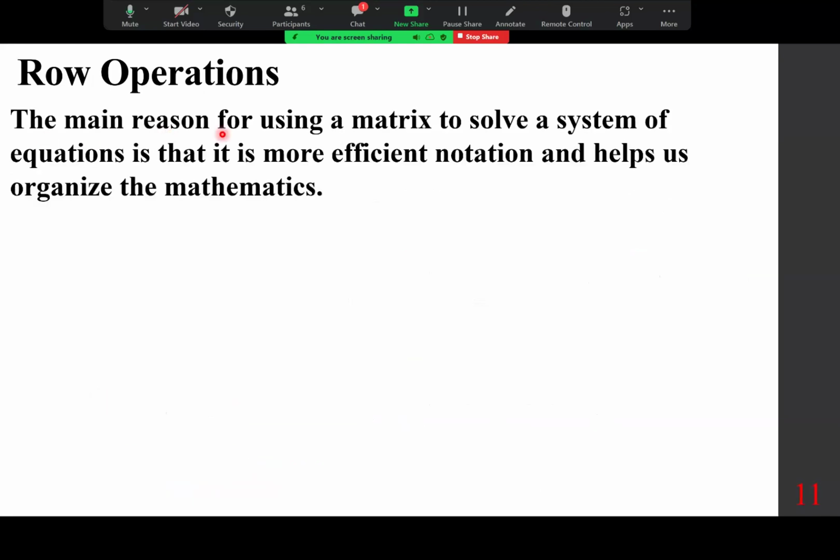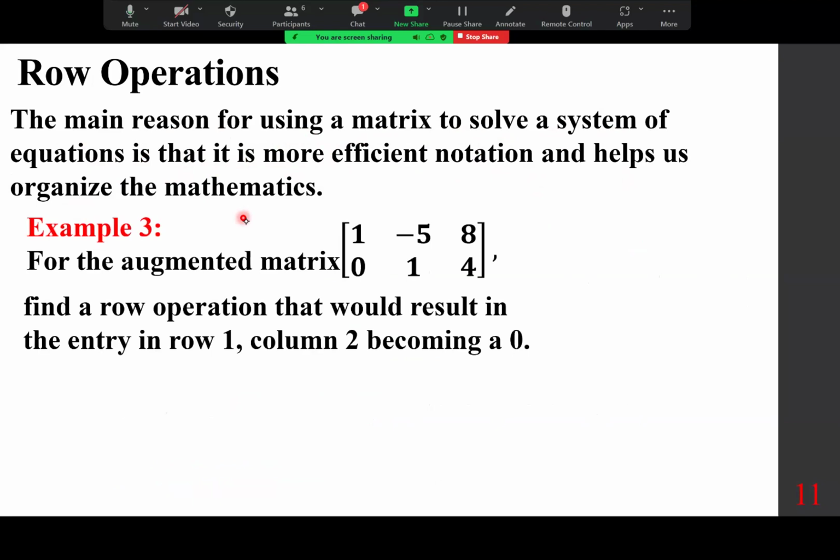The main reason for using a matrix to solve a system of equations is that it is a more efficient notation and helps us organize the mathematics. Here's an example for this augmented matrix: 1, 0, -5, 1, -5, 8, 0, 1, 4. If you want to read it column-wise, either way is fine. Find a row operation that would result in the entry in row 1, column 2, becoming a 0. So row 1, column 2. We want this one to change to 0. That's what the question is asking. I hope you understand what they're asking us to do.